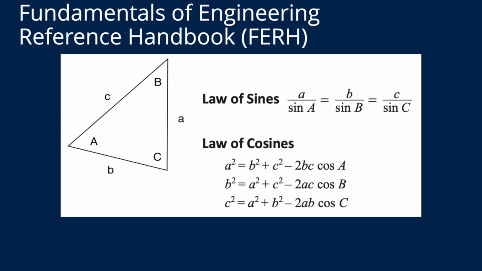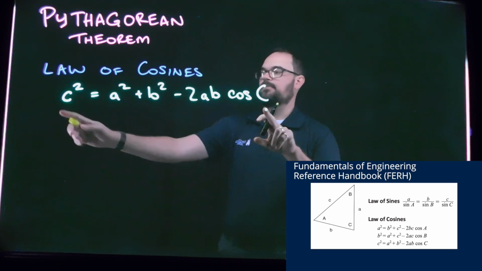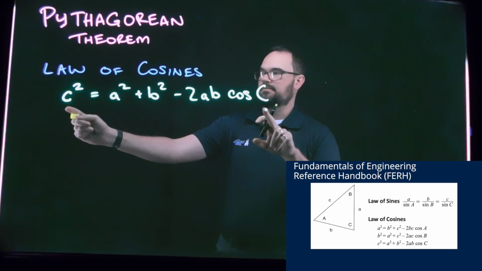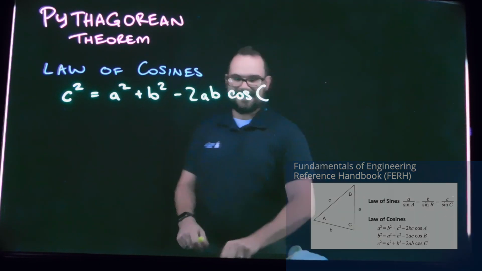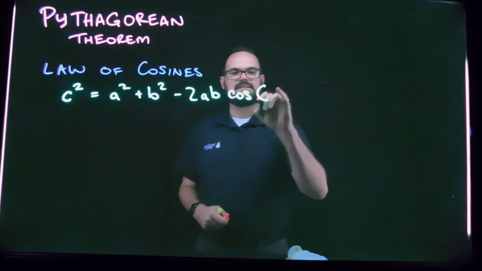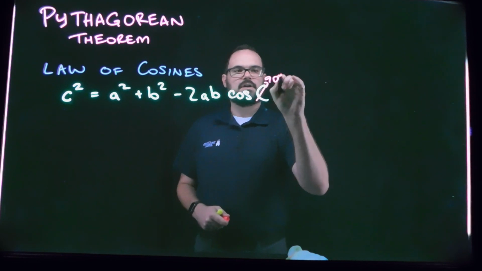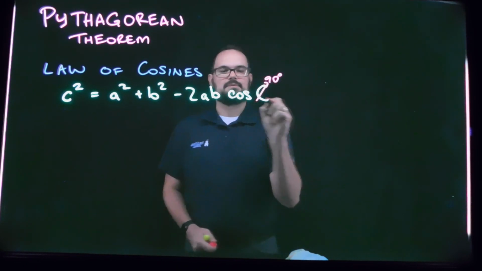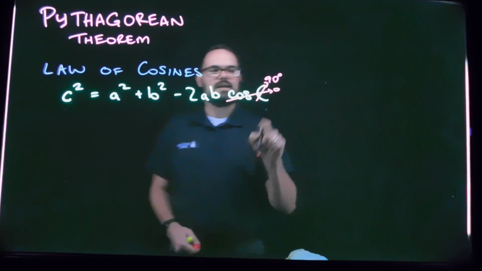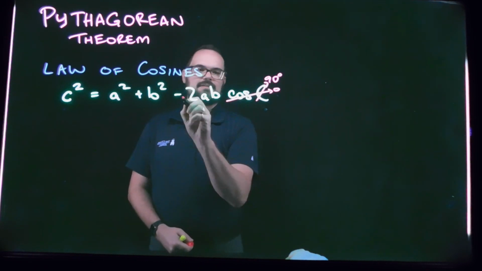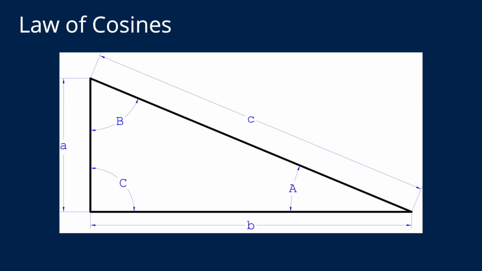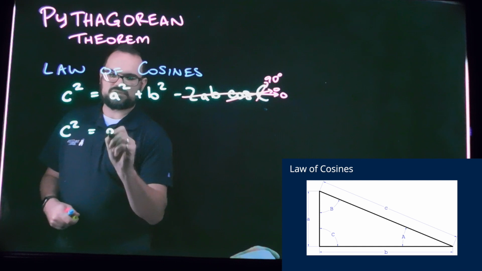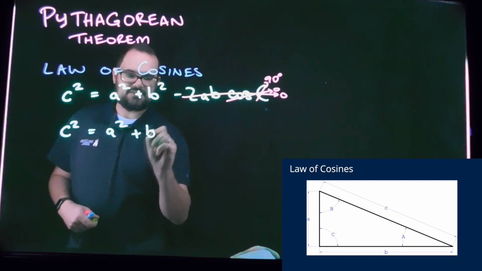where this C is the angle opposite from the side C. Now, if this angle C ends up being 90 degrees, as in a right triangle, well, remember, what's the cosine of 90? Well, the cosine of 90 is 0, and if we multiply 0 times negative 2ab, that means this whole term goes to 0, and we're actually left with the Pythagorean theorem, which looks like this.